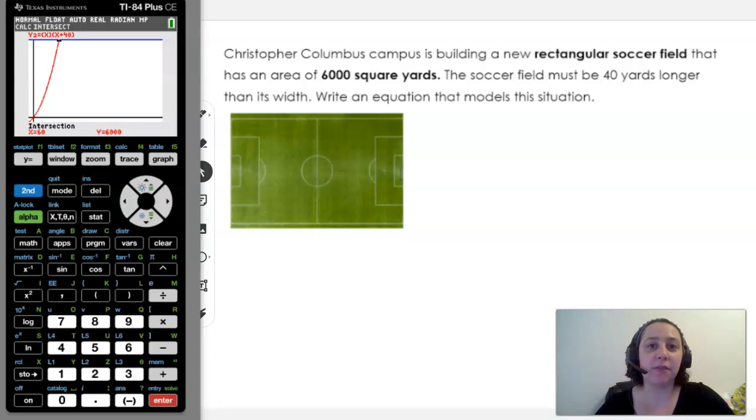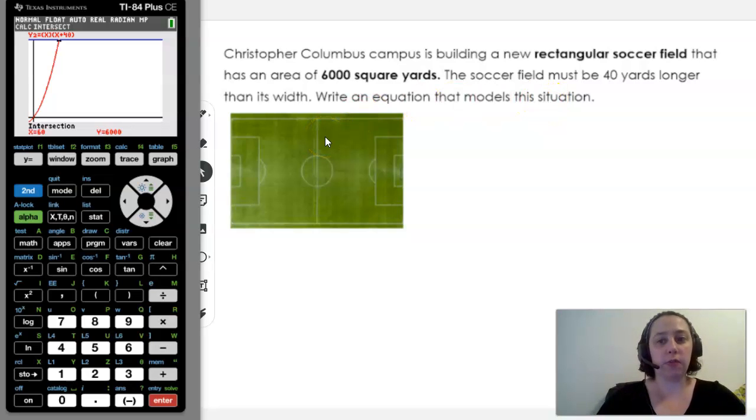Hi mathematicians, a few people have asked me to do a demo of how to use my calculator to answer this question. So, Christopher Columbus campus is building a new rectangular soccer field that has an area of 6,000 square yards. The soccer field must be 40 yards longer than its width. Write an equation that models this situation.